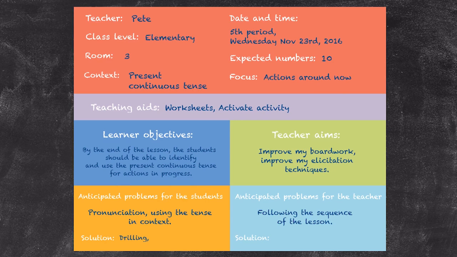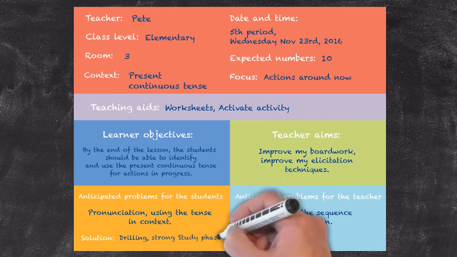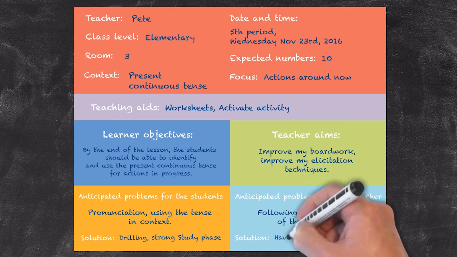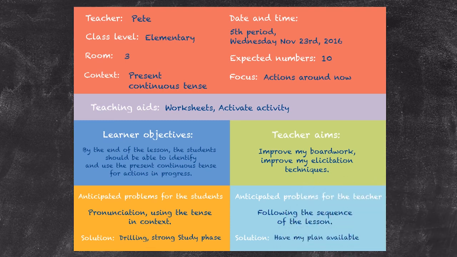And one of the things I can make sure that they can do to overcome this particular problem is to have a strong study phase. By having that strong study phase, I can check that the students do understand this particular tense and its context before they actually try to use it. For the anticipated problems for the teacher, following the sequence of the lesson, again, is to have my plan available throughout the lesson.